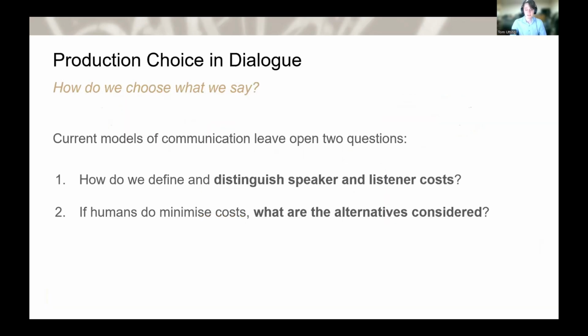Probabilistic pragmatic and information theoretic models of communication provide a general framework for reasoning about utterance choice. They portray speakers as choosing among alternative ways of expressing an intended meaning under resource constraints, trading off their own production cost with the listener's comprehension cost. This framing leaves two modeling questions open. First, how should production and comprehension costs be defined, distinguished, and weighted against one another? And second, what is the set of alternatives over which speakers are assumed to minimize cost?